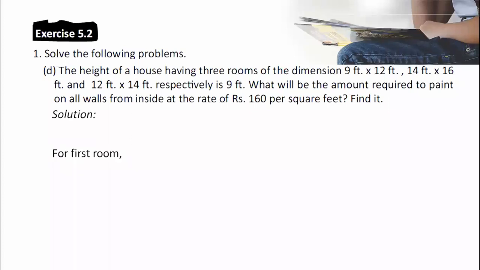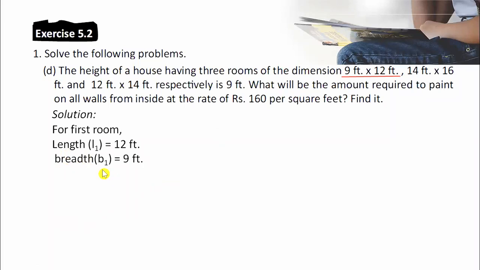So at first I am calculating these all room wise. For the first room, that means the room having length 12 feet and breadth 9 feet, length and breadth I have denoted these by L1 and B1 for first, L2 B2 for second room, L3 B3 for third room. Height is 9 feet for all, so I have written H only. If heights are also different, we have to write H1, H2 and H3 for difference.